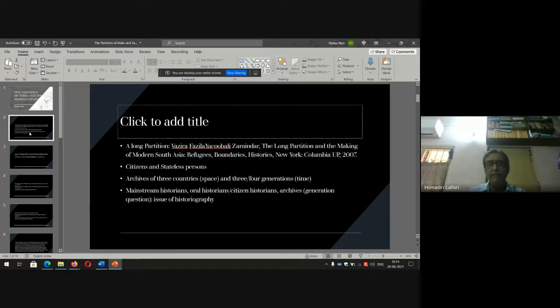You know that Fazila Yakubalai Zamindar is a historian, but a historian with a difference, and she wrote a very interesting book, the title of which is The Long Partition and the Making of Modern South Asia: Refugees, Boundaries, Histories. This was published in 2007. Obviously, you can see that the book was published some 14 years back. It was not that it was published in the earlier century.